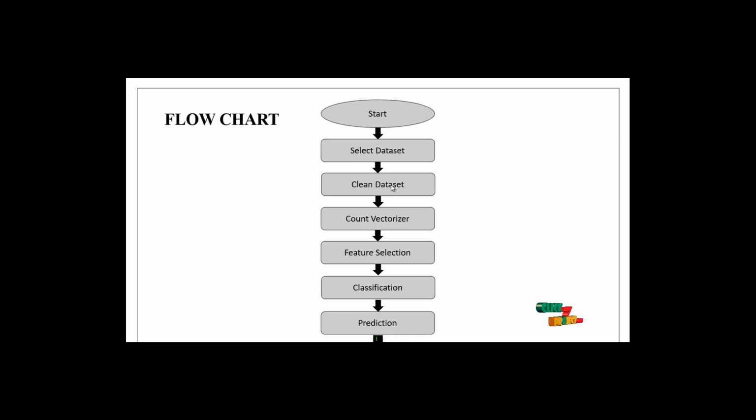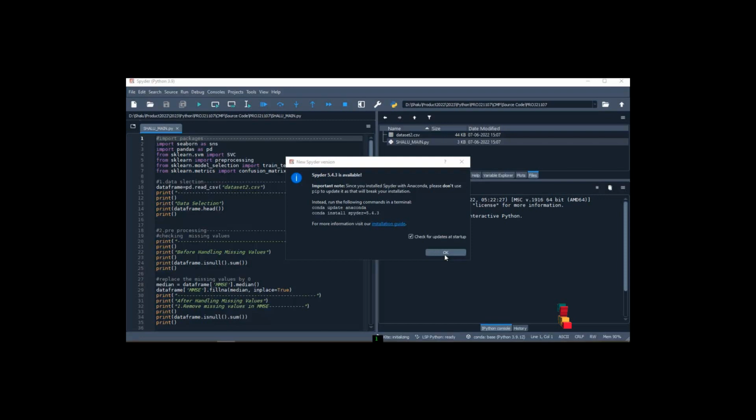After data pre-processing come count vectorization, feature selection, classification, and prediction. For classification we are using the SVM algorithm, the support vector machine algorithm. Finally, we predict the healthy and non-healthy cases. Finally, we calculate the performance analysis: accuracy, precision, recall, F1 score, confusion matrix, everything.